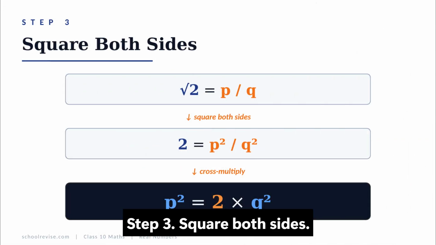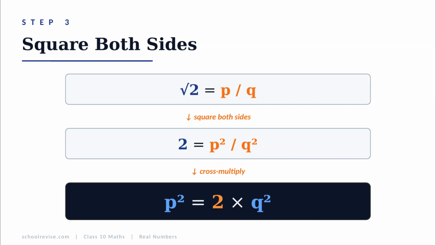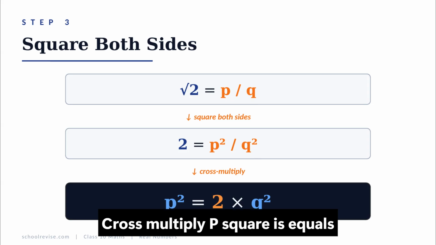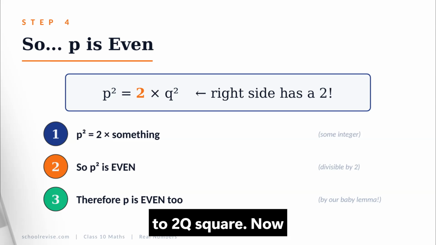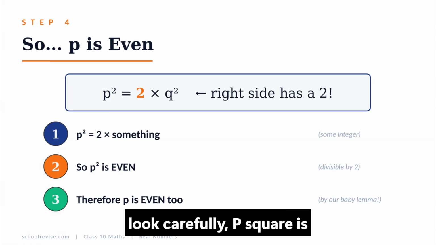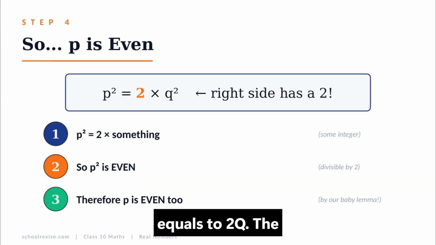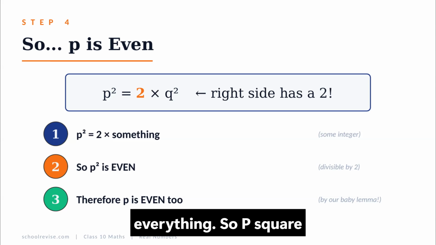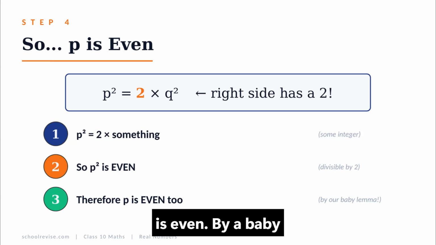Step 3. Square both sides. 2 equals p square over q square. Cross multiply: p square is equal to 2 q square. Now look carefully, p square is equal to 2 q square. The right side has 2 multiplying everything. So p square is even.